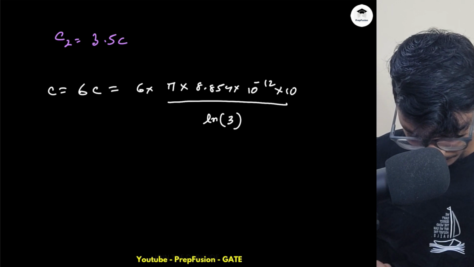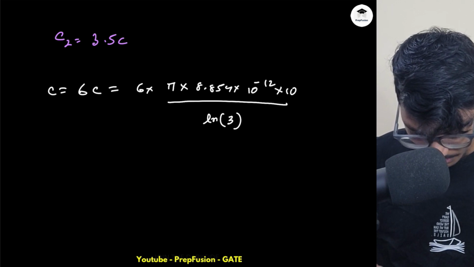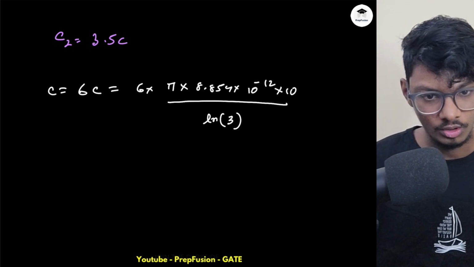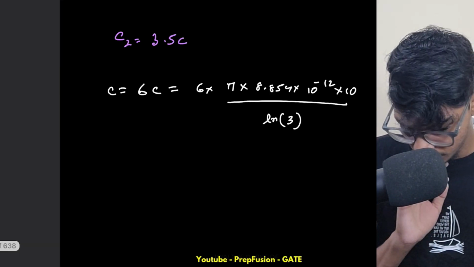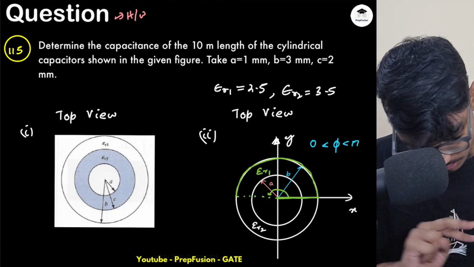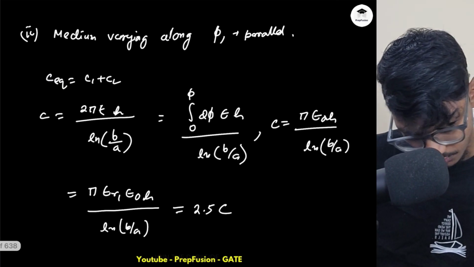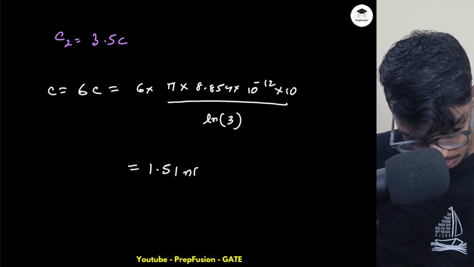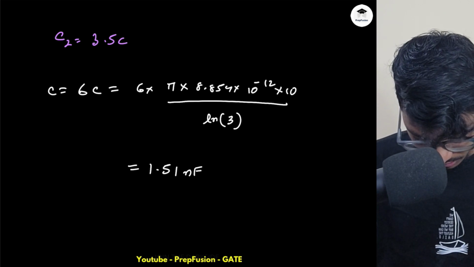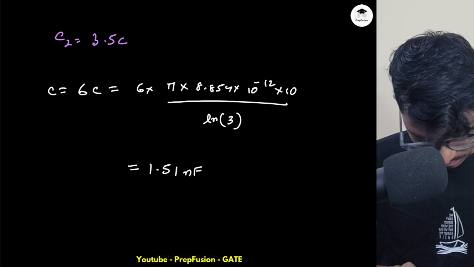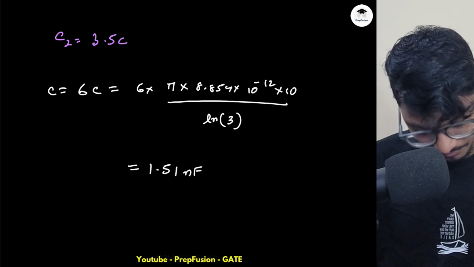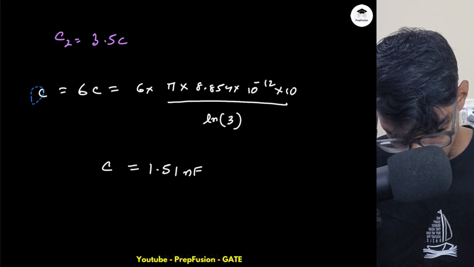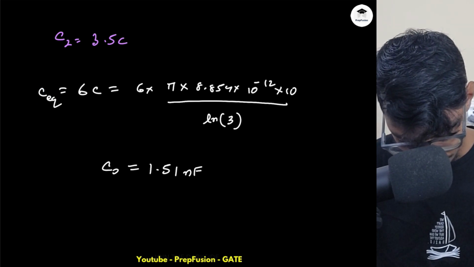8.854 into 6 into pi into 10 divided by ln 3. This comes out to 1500. If I divide this by 10 cube, this is 1.51. So yeah, this comes out to be 1.51 nanofarad. Okay, so am I making any mistake? No, this is b on a only. I just wanted to check quickly a thing, and 3 ln divided by 2 ln, yeah, this is correct. This answer is correct, 1.51 nanofarad. This will be your C equivalent, and this will be your answer.